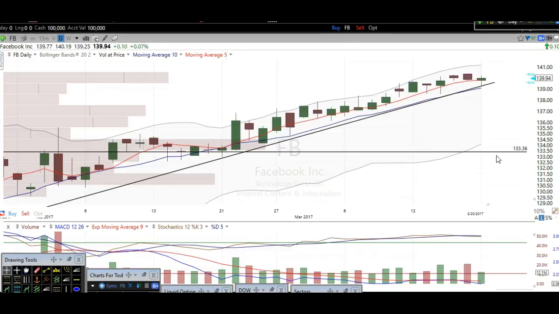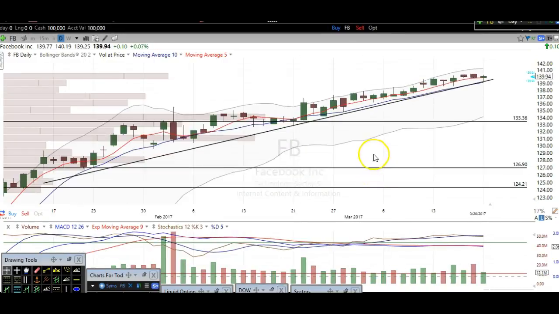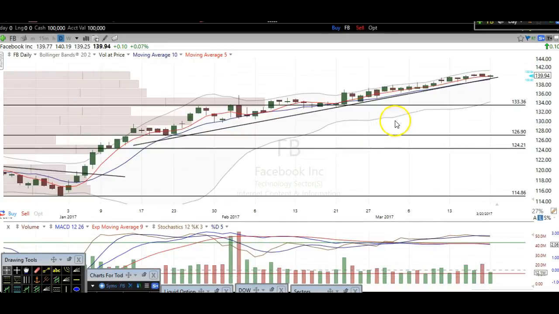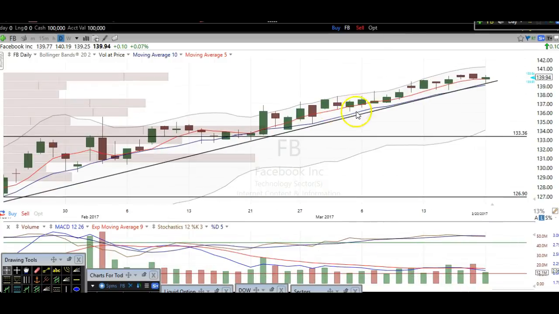Next one we're going to take a look at is Facebook, and you can see Facebook, this is really easy right here. You've got this trend line that's been acting as support right here since back in January, the beginning of January of this year. Got a bounce here, right there, several bounces here, and you can see we're just grinding up against it right here, as well as the moving averages as well. So just a solid trend right here.